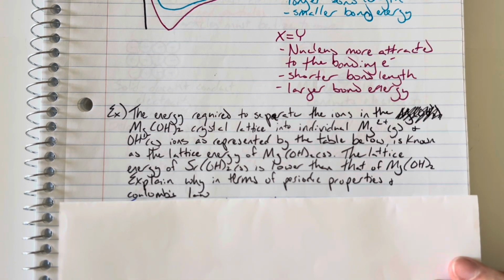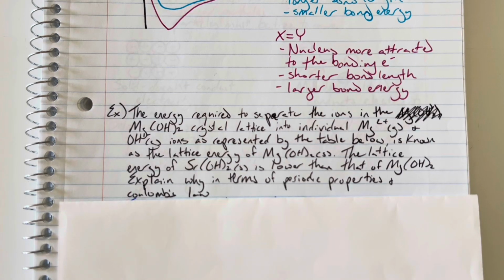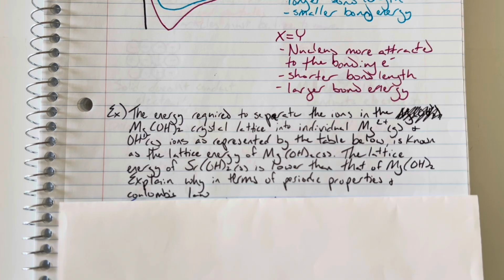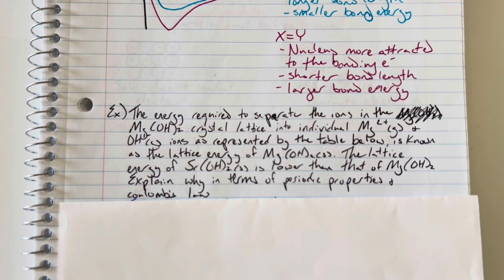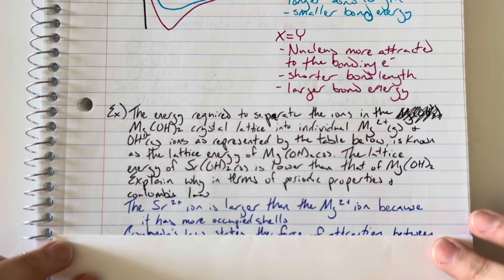If I was to look at this problem, which states the energy required to separate ions in the magnesium hydroxide crystal lattice into individual magnesium gaseous and hydroxide gaseous ions is represented by the table below, is known as the lattice energy of the magnesium hydroxide solid. The lattice energy of strontium hydroxide is lower than that of the lattice energy of magnesium hydroxide. Explain why in terms of periodic properties and Coulomb's law.